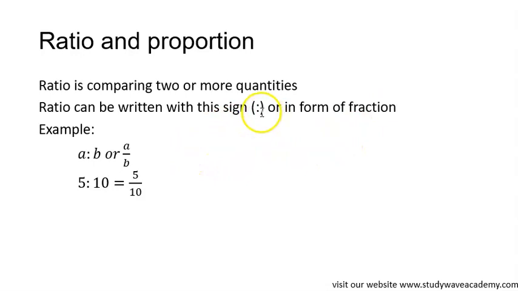So ratio can be written with this symbol, this sign, A ratio B, or A over B. Remember, it can also be written in fraction, A over B. So A ratio B is still the same as A over B, okay? Let's say we have 5 ratio 10. 5 ratio 10 is still the same as 5 over 10, okay? So ratio can be written like this or in form of fraction like this. Do you understand? Okay? Good.